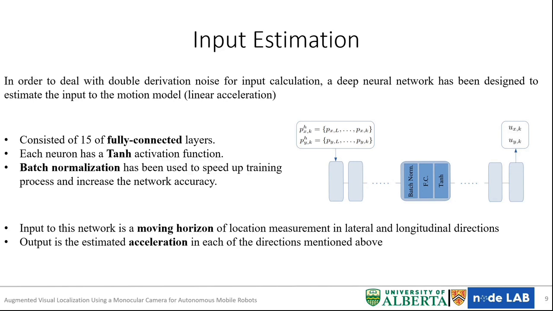The ground truth that I mentioned in the test setup, coming from the motion capture camera system, is used here. So the main objective of this deep neural network is to be able to estimate the actual acceleration that has been computed based on the precise location measurements coming from the motion capture camera system.